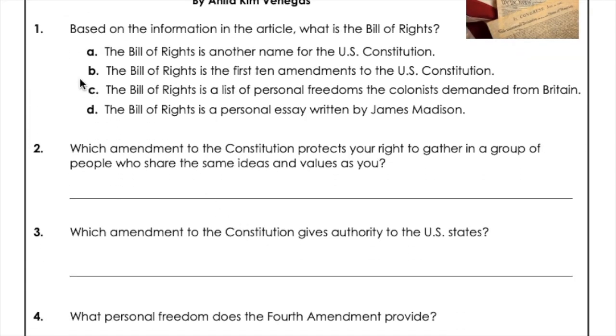Question 1. Based on the information in the article, what is the Bill of Rights? A. The Bill of Rights is another name for the Constitution. B. The Bill of Rights is the first 10 amendments to the U.S. Constitution. C. The Bill of Rights is a list of personal freedoms the colonists demanded from Britain. D. The Bill of Rights is a personal essay written by James Madison.